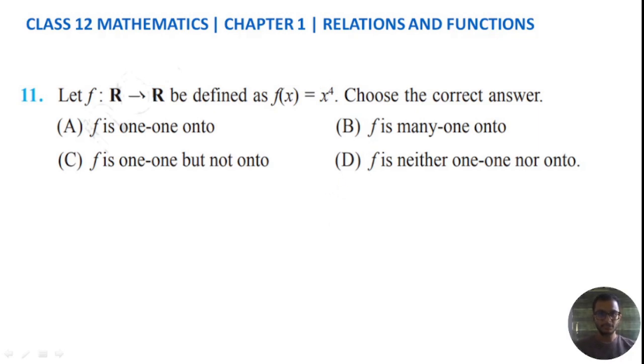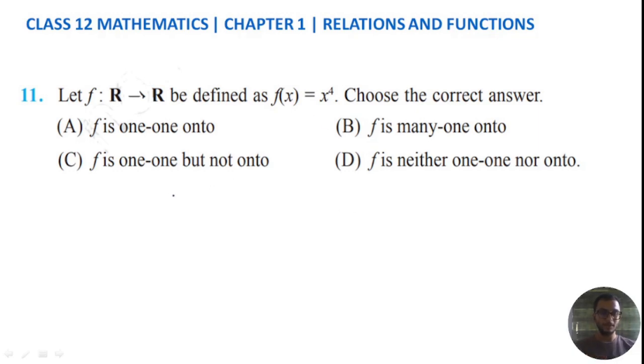As you know, we did some questions like this where the function was defined as x square, and here it is x raised to 4. What I am trying to say is that functions like this, even functions, give only positive elements. Whatever point you take from the domain, its image will always be positive, right? So this type of function is not onto.